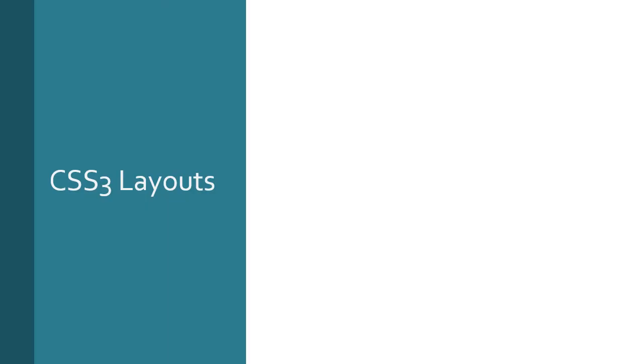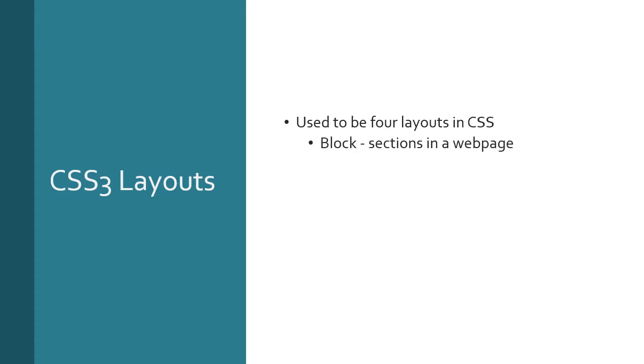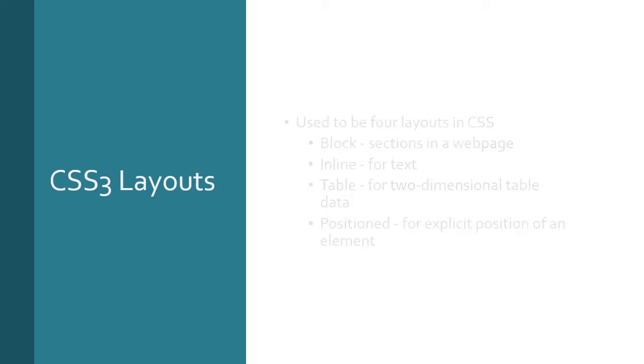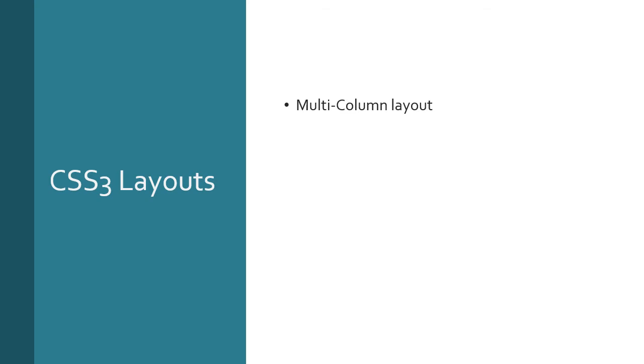CSS3 supports some new layouts. Now there used to be 4 layouts available in CSS. There was block for developing sections in a web page, inline for things going across horizontally, table for two-dimensional table data, and positioned for explicit positioning of elements. Well, we now have some additional types.